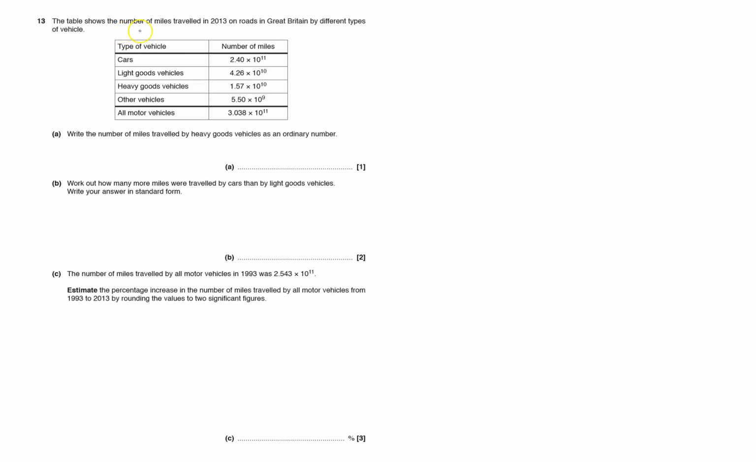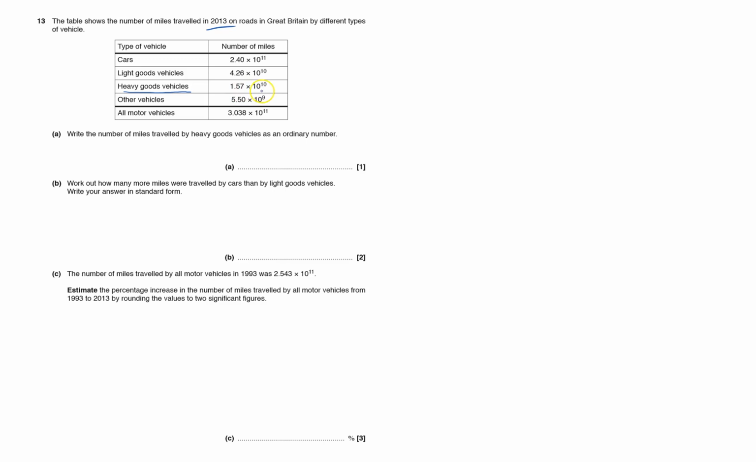Okay, the table shows the number of miles travelled in 2013 in Great Britain by different types of vehicles. It's all given in standard form. That's big numbers, cars, number of miles. It's a lot. Write the number of miles travelled by heavy goods vehicles. That's this one, as an ordinary number.